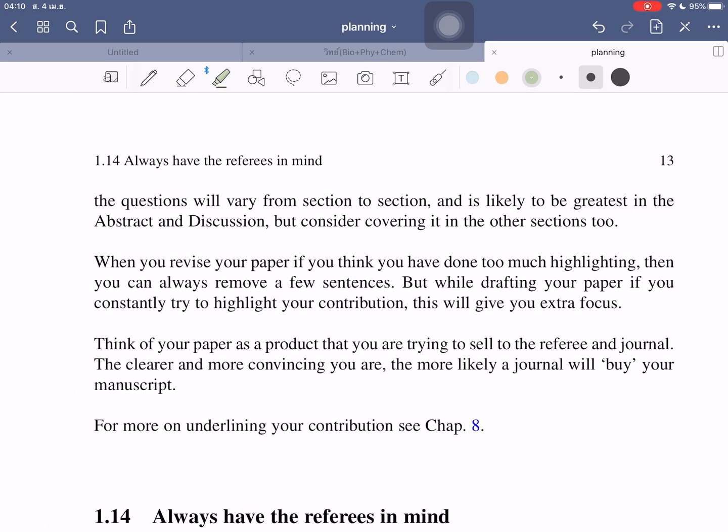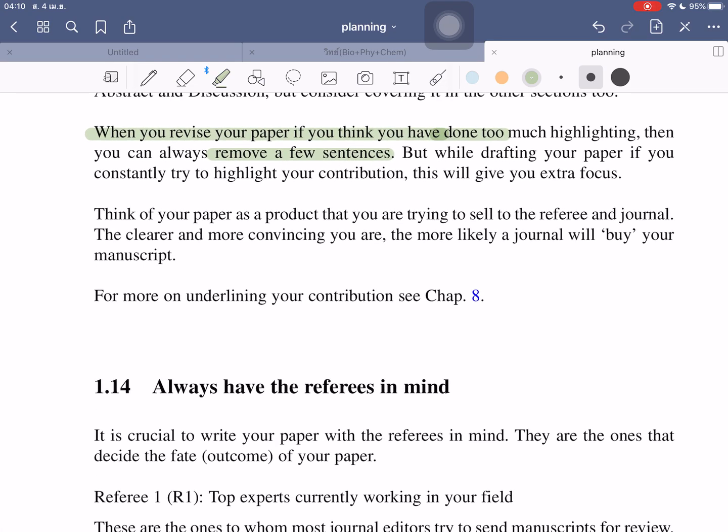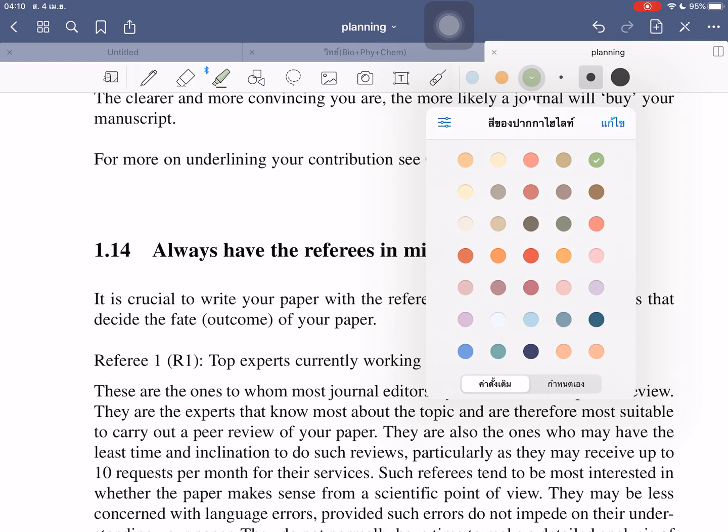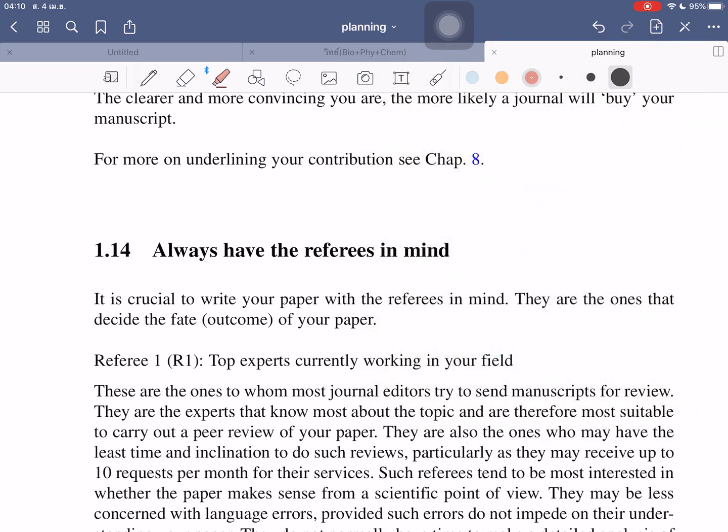All right, so when you rewrite your paper, you need to think about what you have done. Sometimes you can remove some sentences. You revise, you rewrite, you draft, you write it again and again. All right, and 1.14, always have referees in mind.